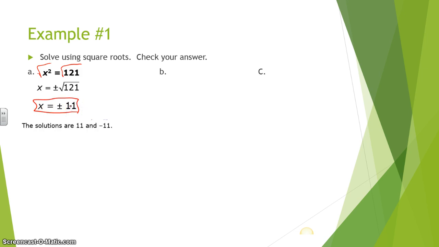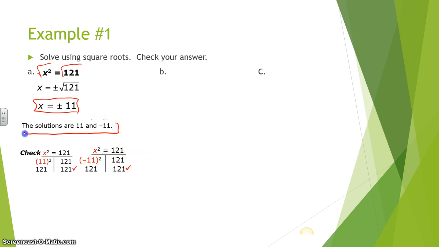We can check this by plugging in 11 for x and negative 11 for x. So 11 squared is 121. 121 does equal 121, the left and the right side equal one another. Negative 11 squared, negative 11 times negative 11, is 121, so that works out too. So the solutions for example A are 11 and negative 11.